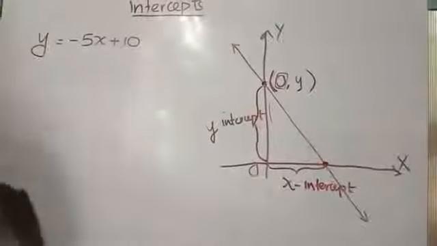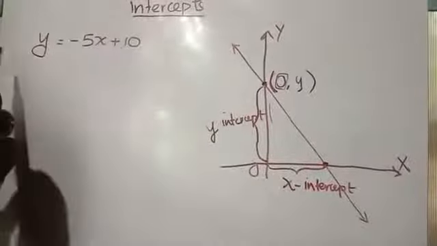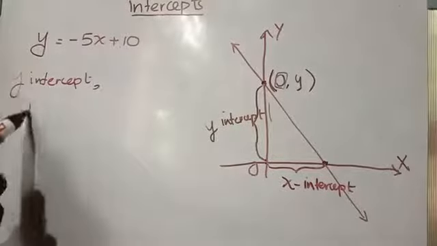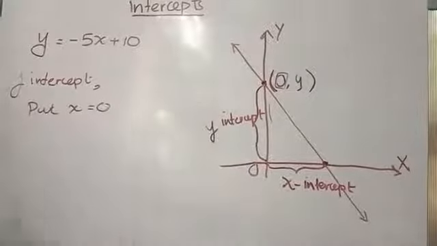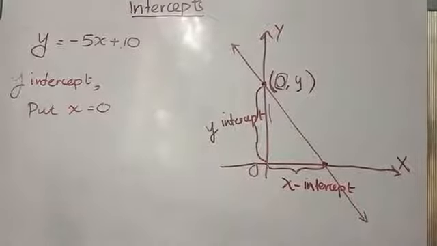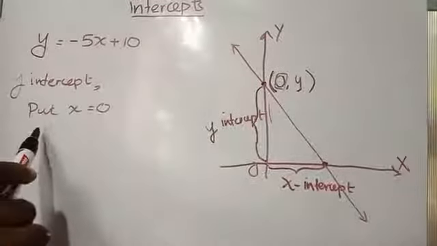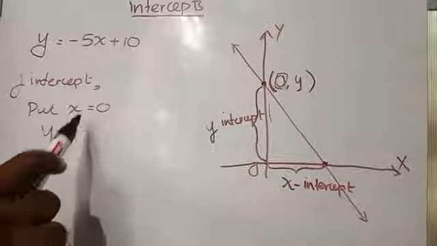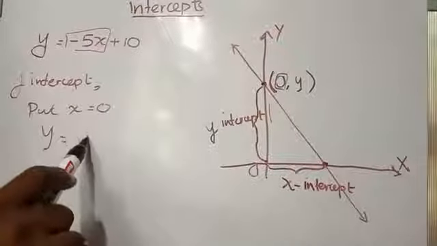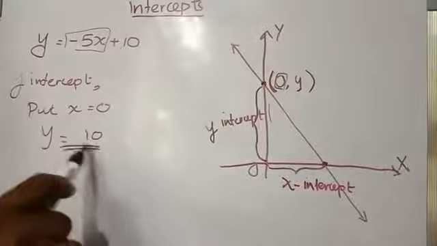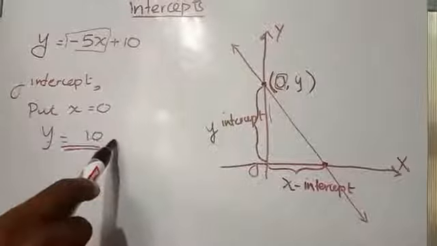So to find y-intercept, what do we do? Put x is equal to 0. Very simple. Just substitute x is equal to 0. We get y is equal to, when x is 0, this whole term becomes 0. So we get the remaining answer as 10. So we get y-intercept is 10.